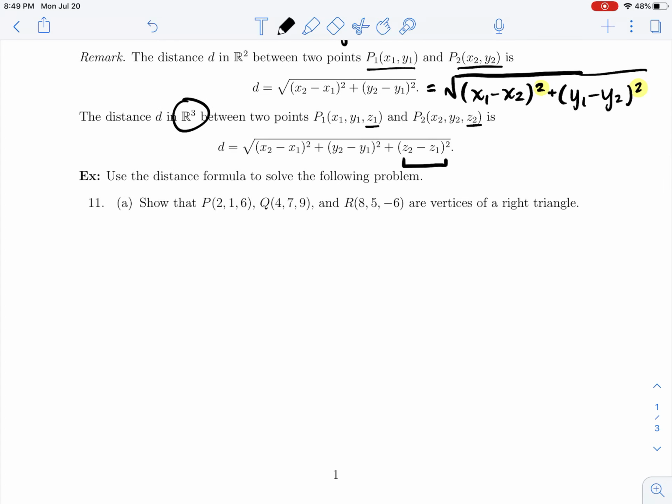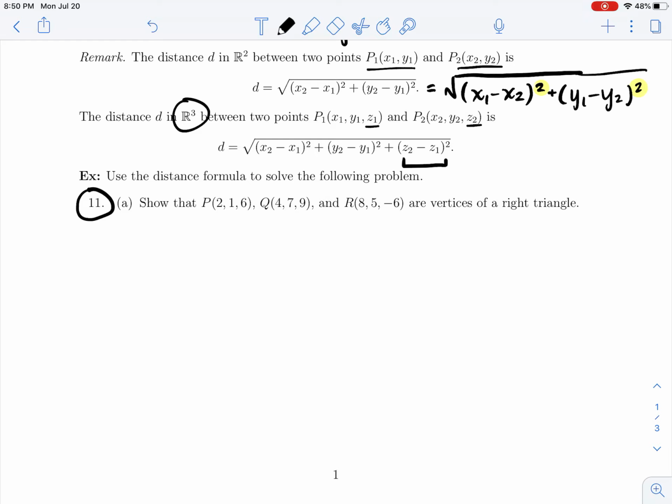So we'd like to utilize the distance formula to solve the following problem. Whenever I enter a number here for an example, that means that I'm pulling it out of the textbook, and this is problem 11 from the homework problems in section 11.1. So part A, show that points P, Q, and R in 3 space are vertices of a right triangle. The first question you want to ask yourself is, what is a property of right triangles that I can utilize to identify whether or not these 3 points do in fact form a right triangle?